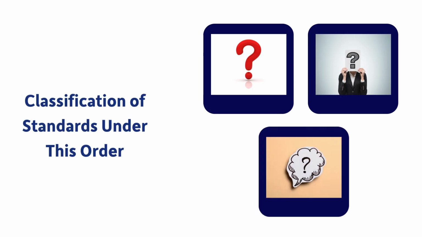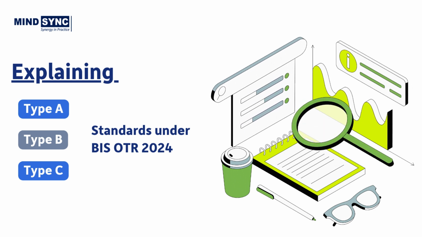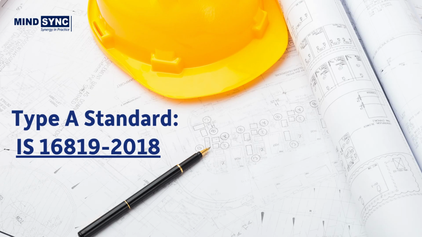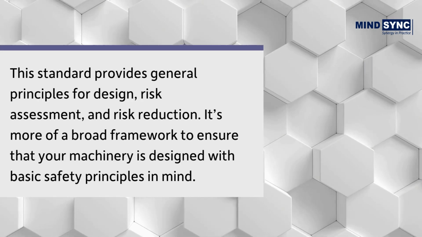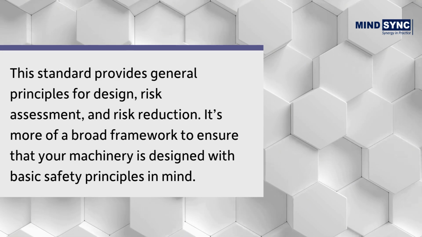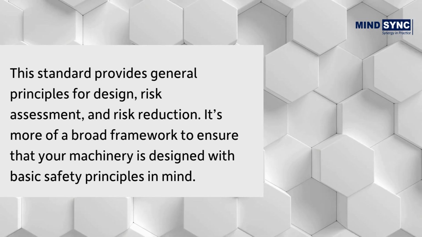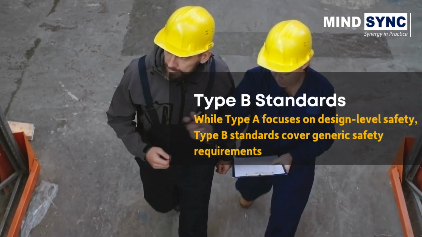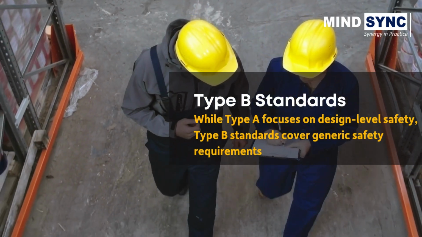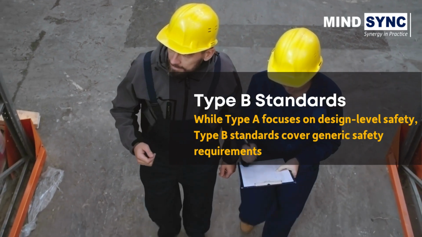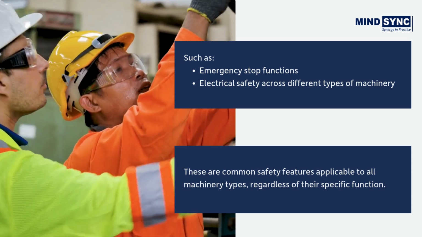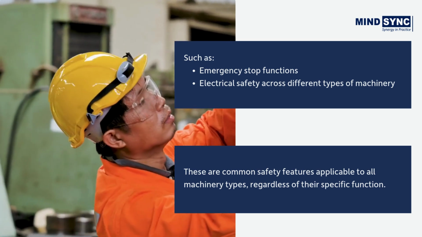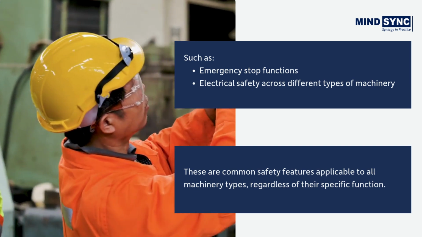Now, under this order, all types of products are categorized into three types of standards. Type A standards, IS 16819. This standard provides general principles for design, risk assessment, and risk reduction. It's more of a broad framework to ensure that your machinery is designed with basic safety principles in mind. Next, Type B standards. While Type A focuses on design level safety, Type B standards cover generic safety requirements such as emergency stop functions and electrical safety across different types of machinery. These are common safety features applicable to all machinery types, regardless of their specific function.